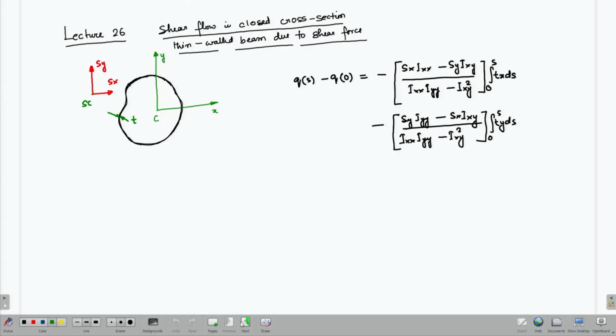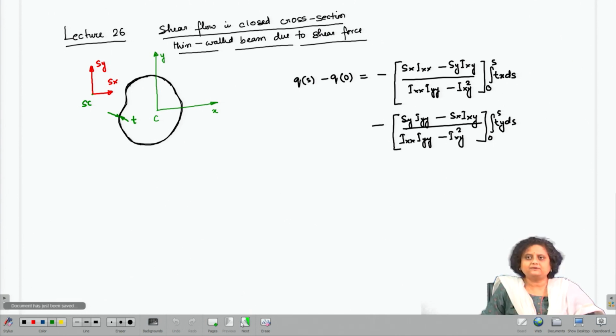Welcome to week 6. This is the first lecture of week 6. This is actually a continuation of what we have studied in week 5. In week 5, we mostly studied the shear flow in thin wall cross section beams due to applied shear forces. So, we had applied shear forces Sx and Sy and found the shear flow in the cross section due to these shear forces.